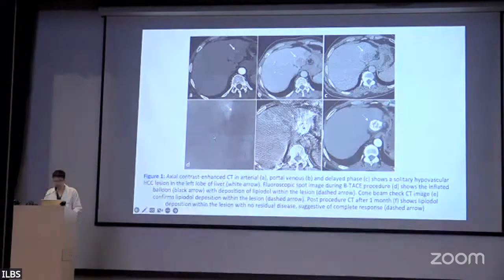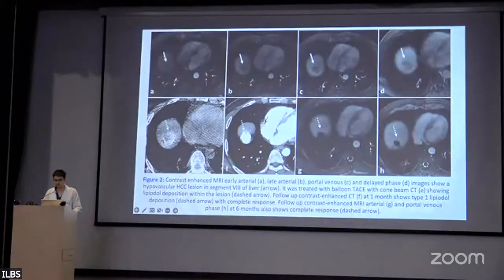This is the inflated balloon, and this is the deposition of lipiodol within the tumor. And this is the intra-procedure cone beam CT. We can see that there's deposition within the lesion and a little in the surrounding liver. And this is the follow-up imaging after 1 month, where there is dense lipiodol deposition within the tumor.